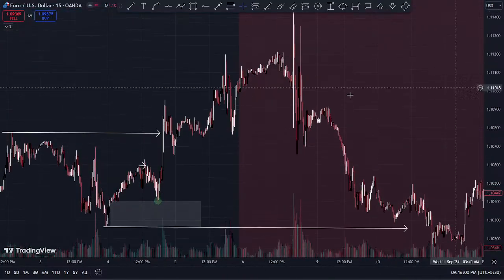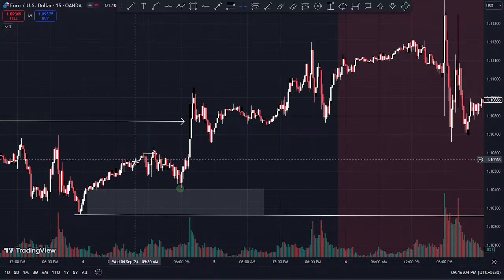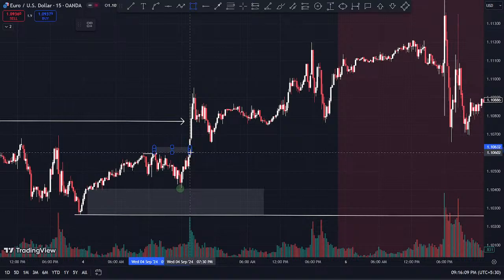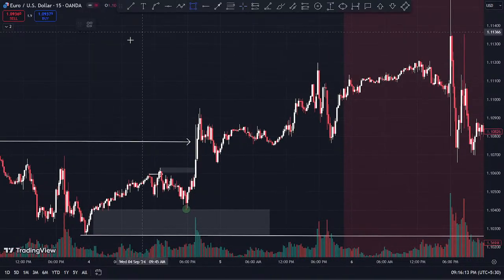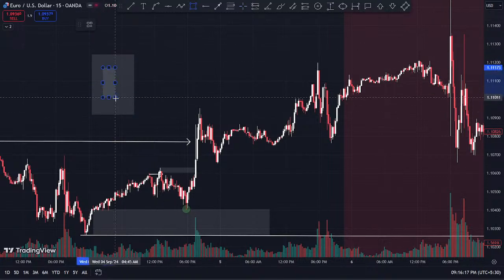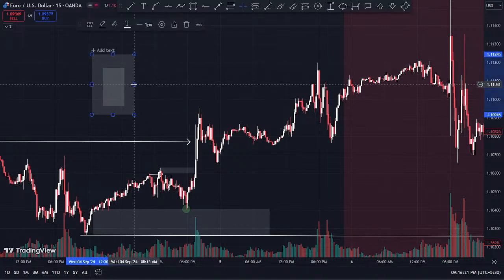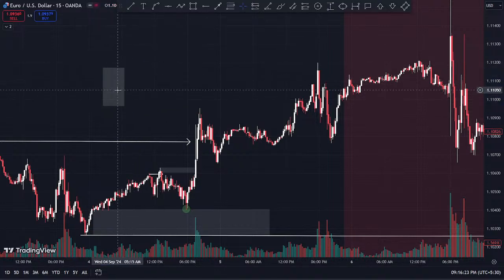Here we have an internal change of character, and now this break of structure indicates a fractal change of character. Okay, what is a fractal change of character? A trend inside a trend. Okay, so this indicates a fractal change of character.